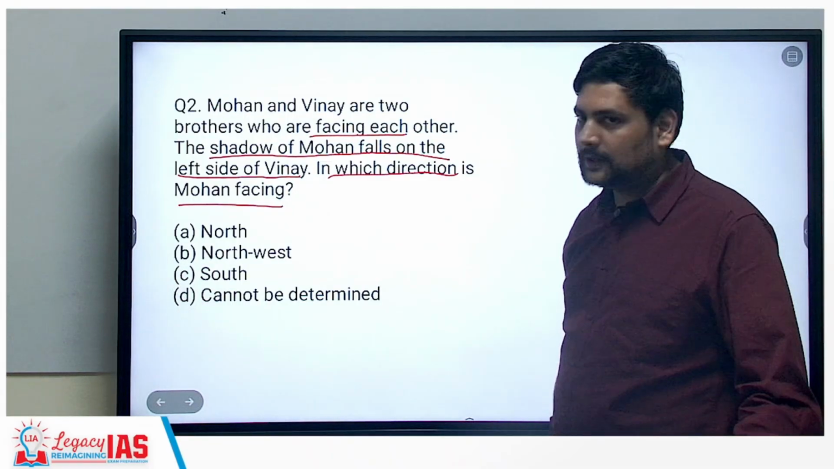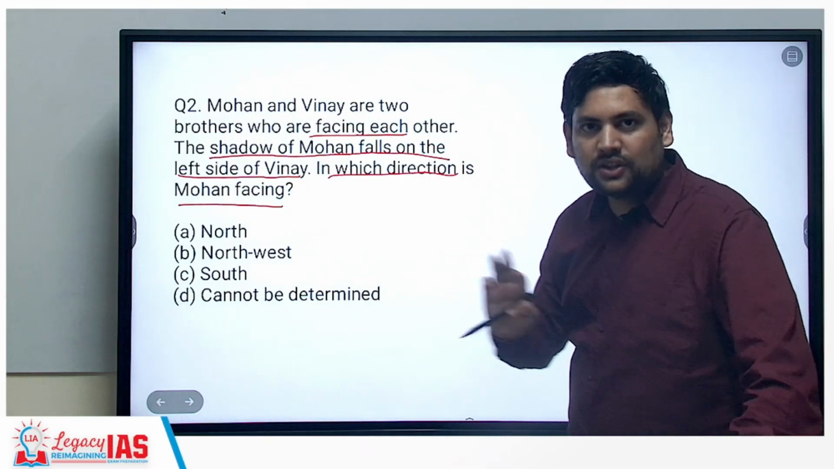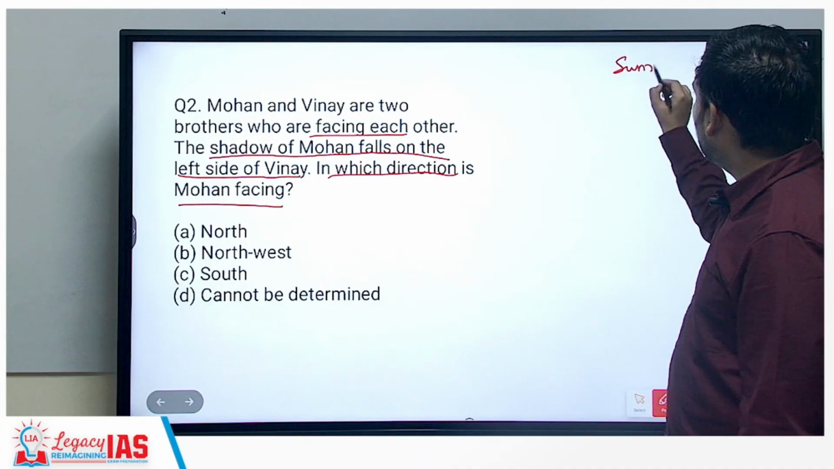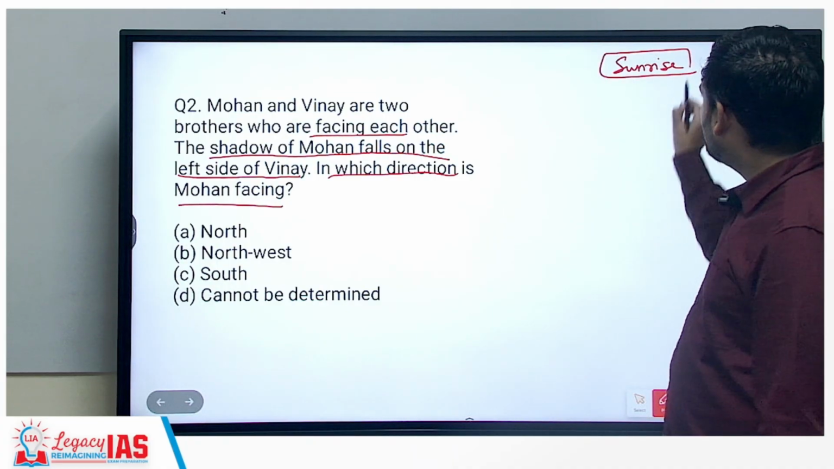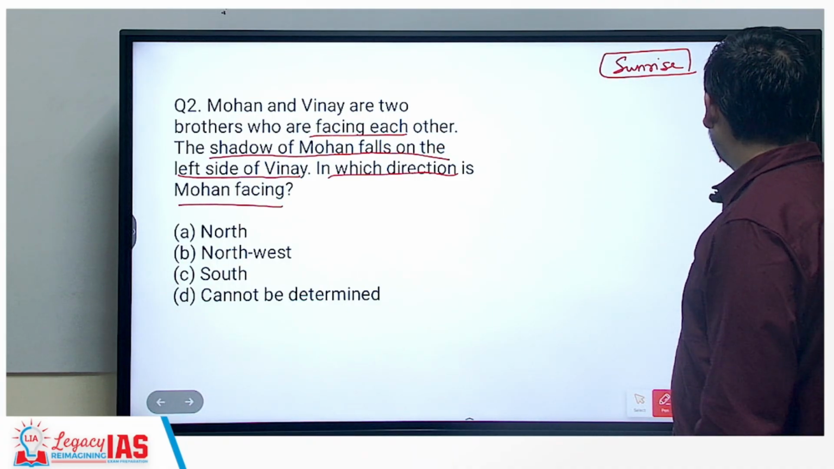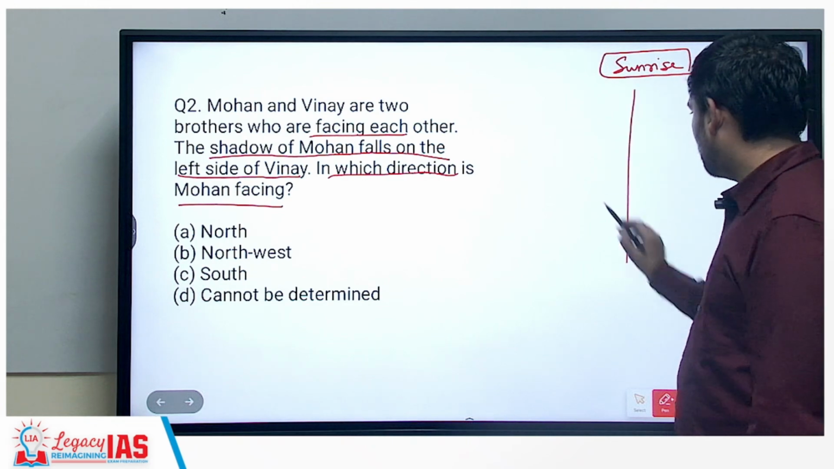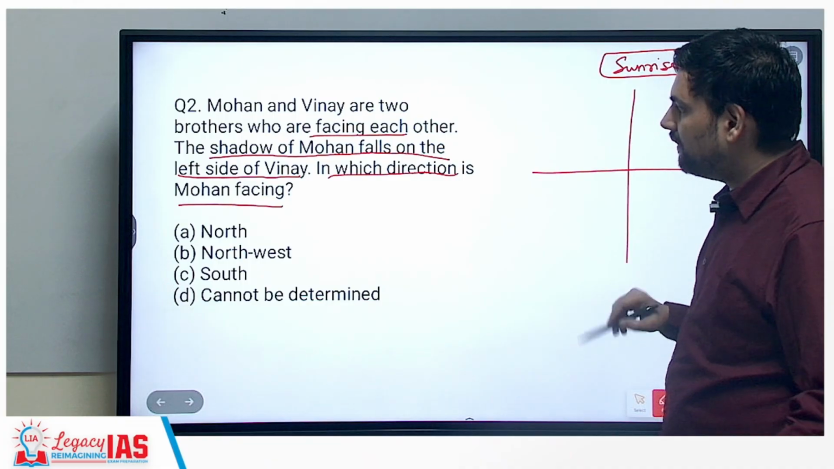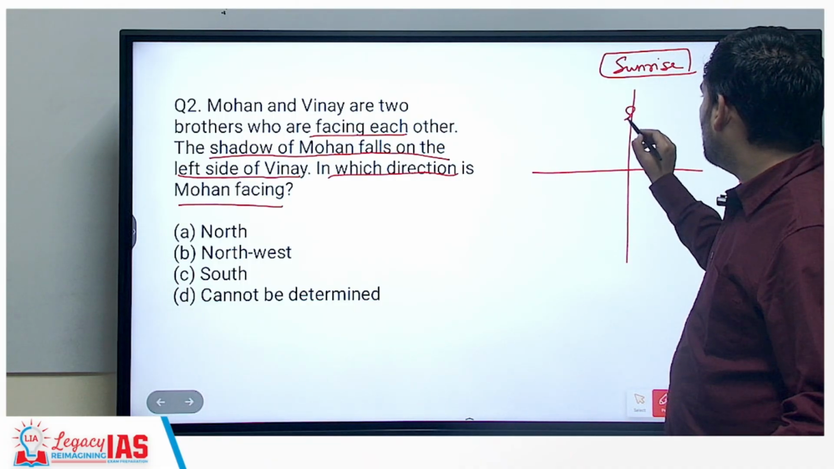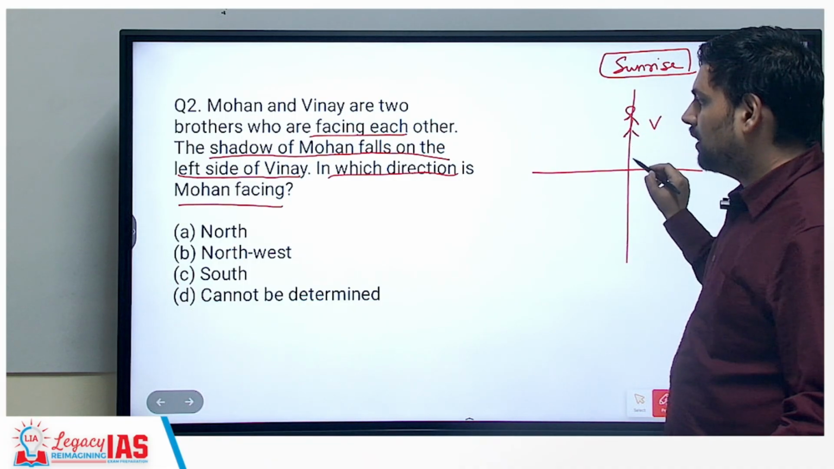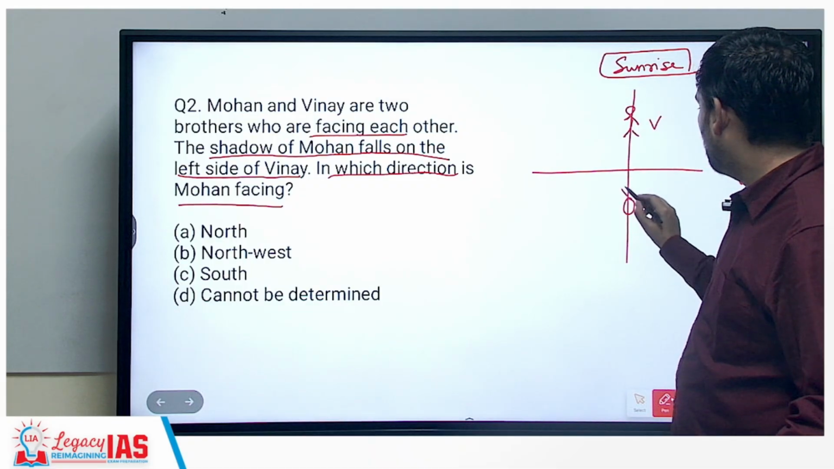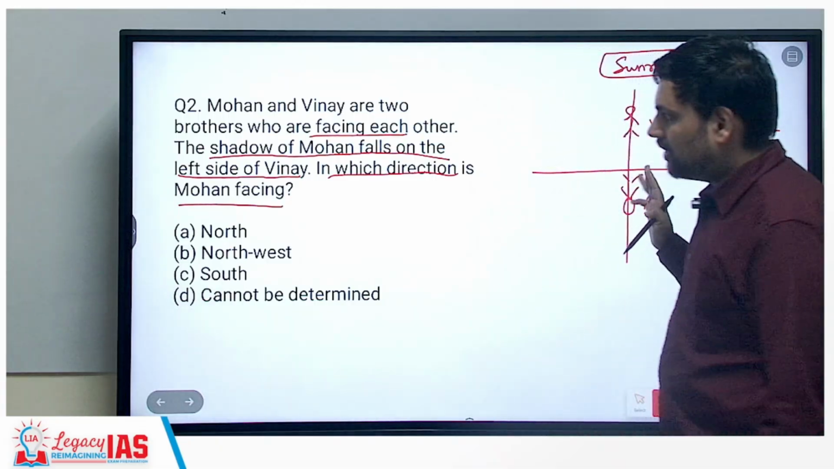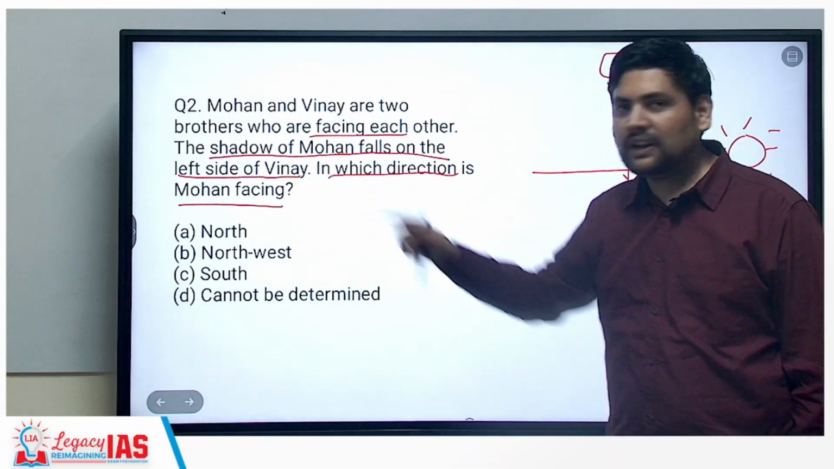Now, see here. Let's assume it to be sunrise. It is not given in the question, but I assume the timing is sunrise. Then what will happen? This is the sun. And now see, the shadow of Mohan falls on the left side of Vinay. So Vinay must be this guy, and this should be Mohan. Why? Because the shadow of Mohan falls on the left side of Vinay.